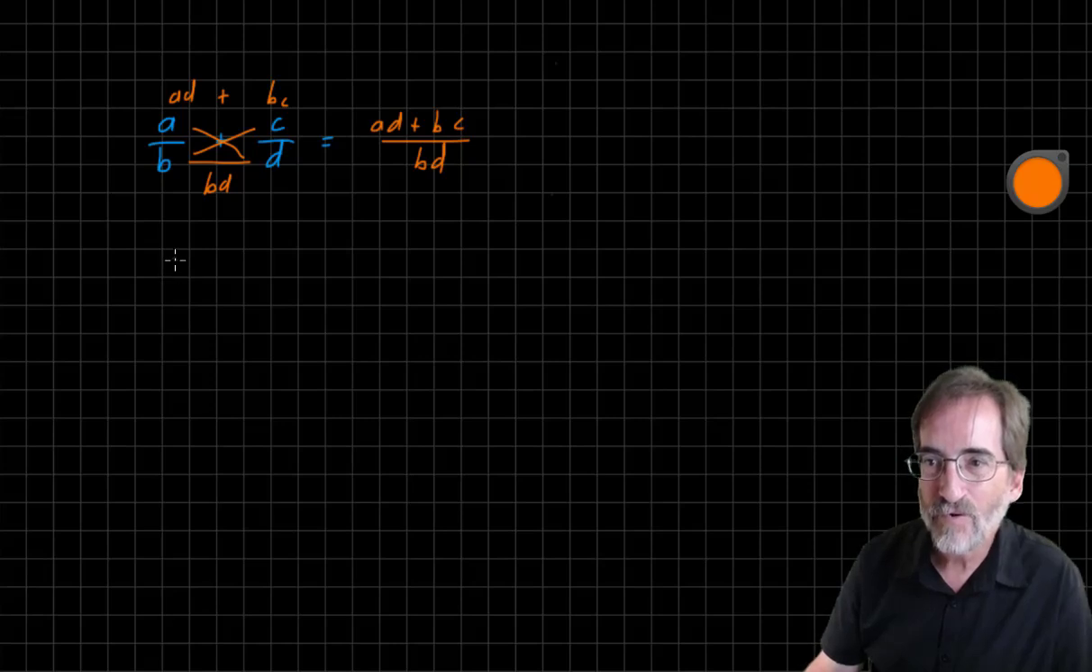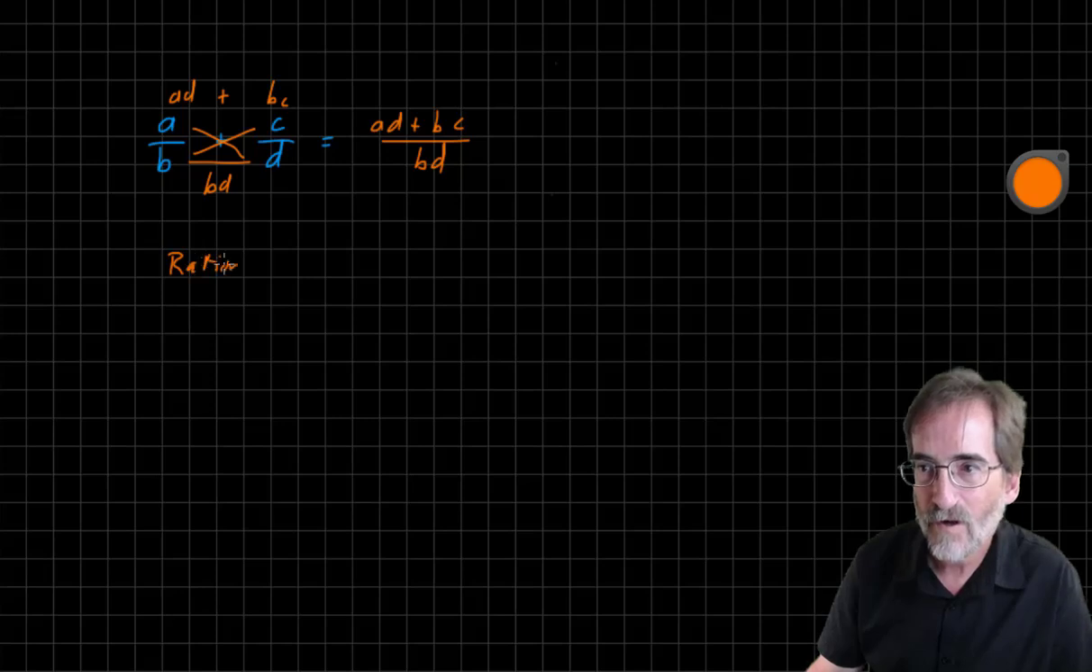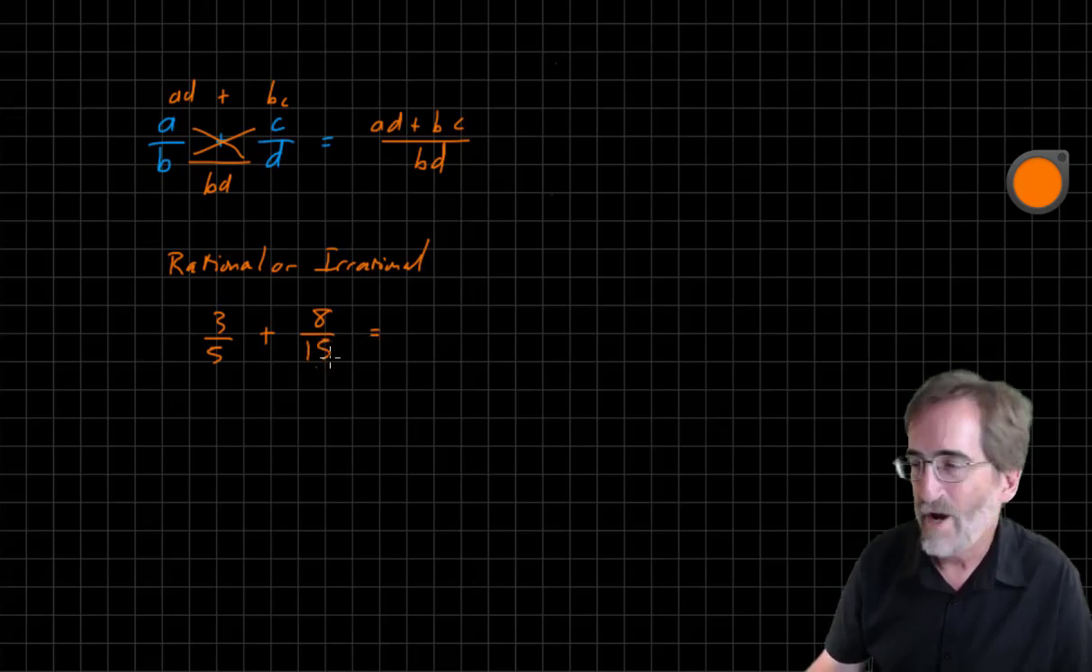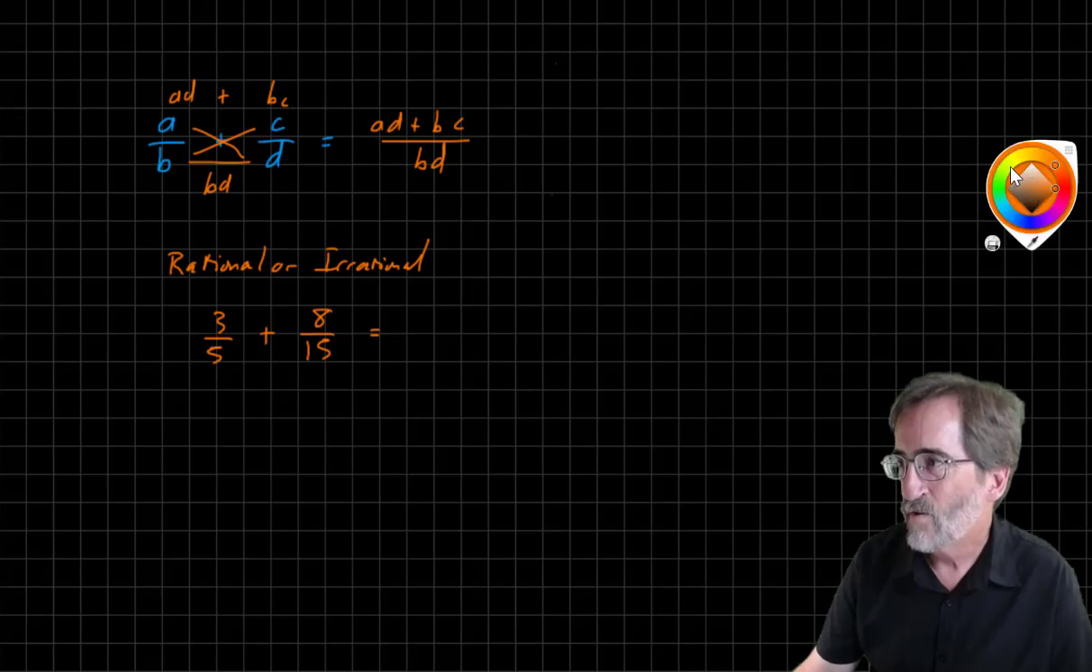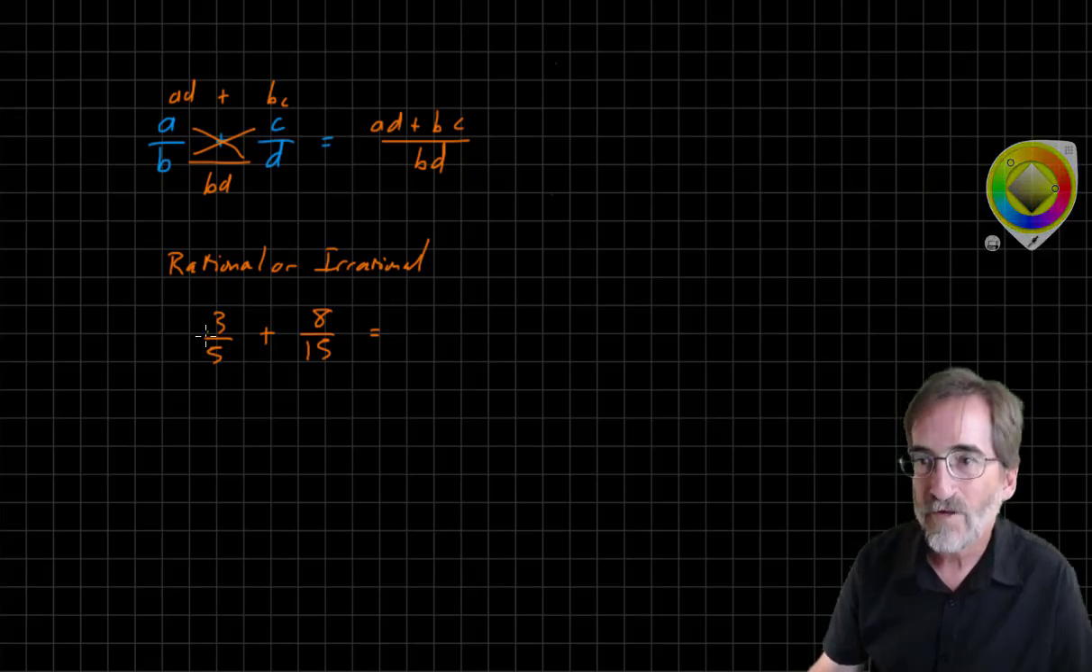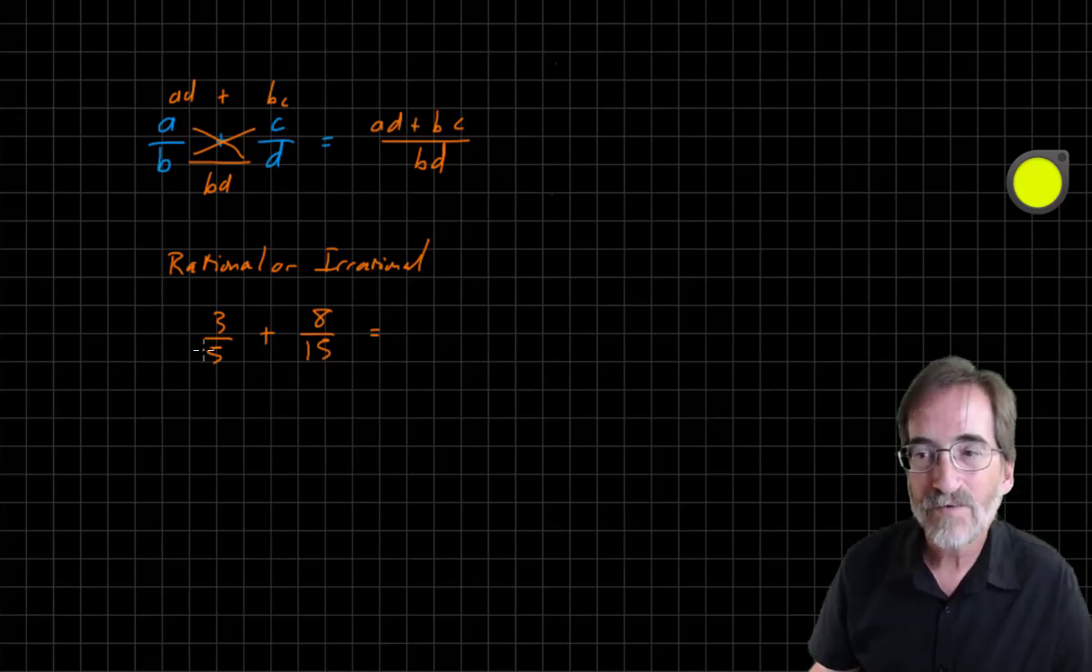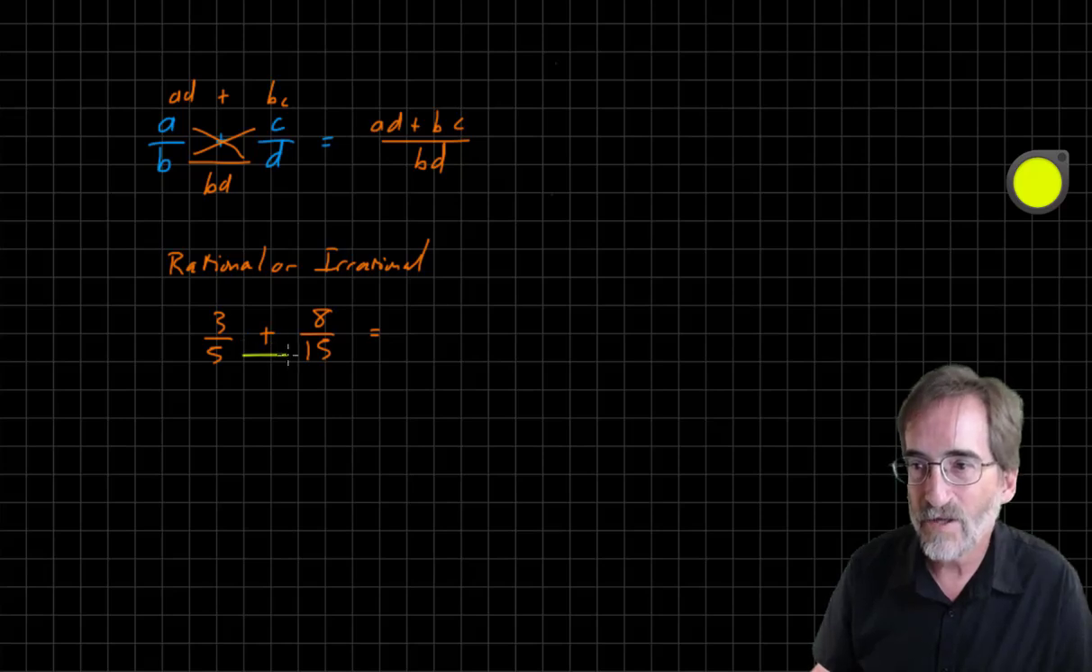Let's say prove or determine if the answer is rational or irrational. Okay? And let's do 3/5 plus 8/15. Okay? Is it rational or irrational? And the question is 3/5 rational? Yes. Is 8/15 rational? Yes. And so the answer is rational. But let's go ahead and find the answer.